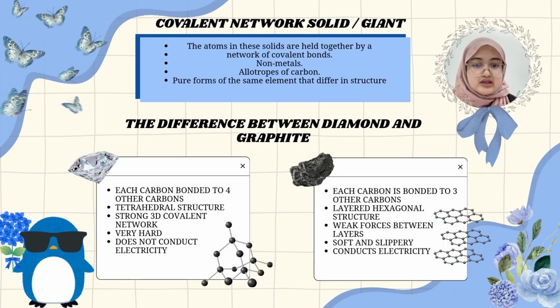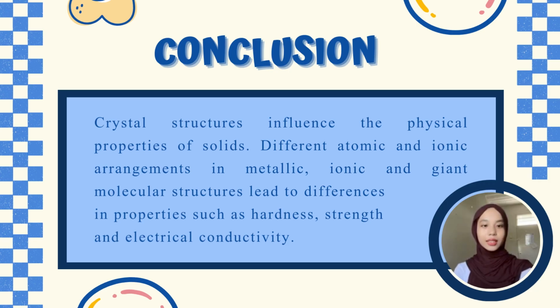In graphite, each carbon bonds to 3 others, forming a layered hexagonal structure. The layers can slide over each other, making graphite soft, and the presence of free electrons allows it to conduct electricity. In conclusion, crystal structure influences the physical properties of solids. Different atomic and ionic arrangements in metallic, ionic, and giant molecular structures lead to differences in properties such as hardness, strength, and electrical conductivity.